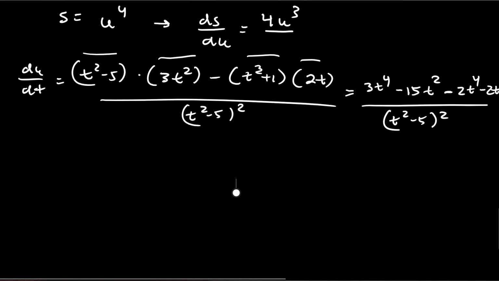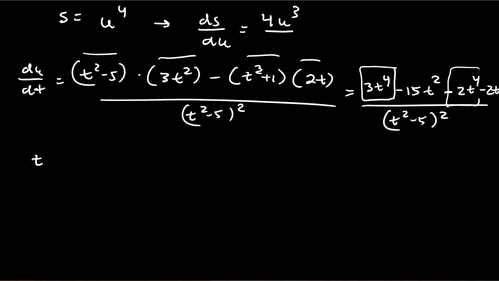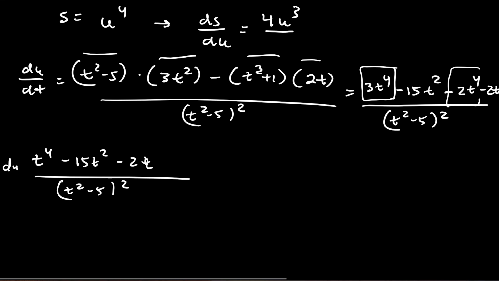Let's continue. We can simplify the top. We have 3t to the 4th and minus 2t to the 4th. That's going to be t to the 4th. And then we have a minus 15t squared minus 2t, all over (t squared minus 5) all squared. This is du by dt. Okay?